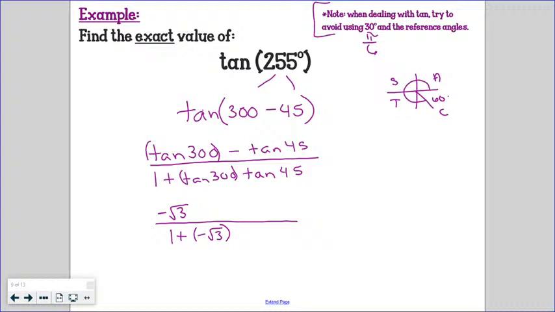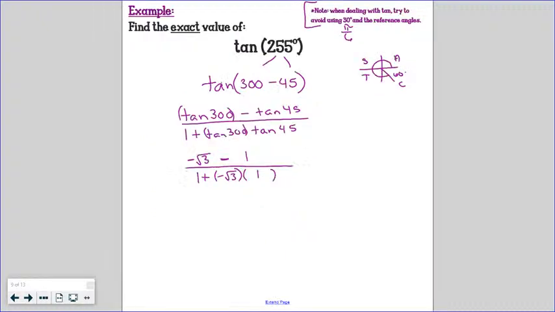Now let's look at tangent of 45 degrees. Tangent of 45 degrees puts me into quadrant 1, so it would be a positive angle. And tangent of 45 degrees is 1. So I fill that in, and then we just do a little bit of cleanup here.